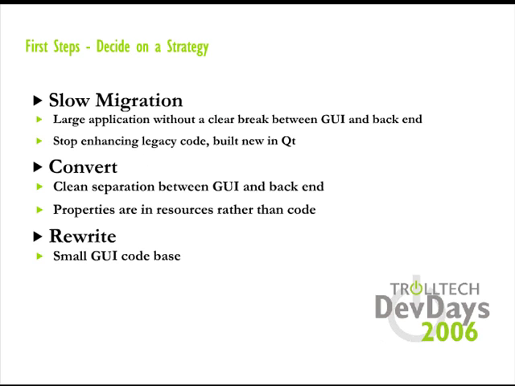And after you've done this assessment, you've looked at the things, you've seen how much pain you have, finally you're going to have to pick a strategy. And whether it's a slow migration, a conversion, or rewrite. So if you've found you've got a large application and there's no clear break between the GUI and the application code, that's an indicator for slow migration.